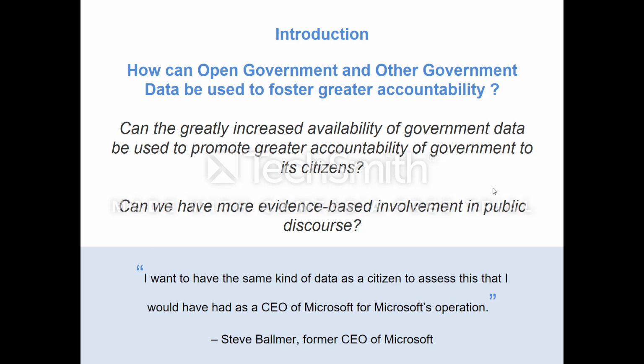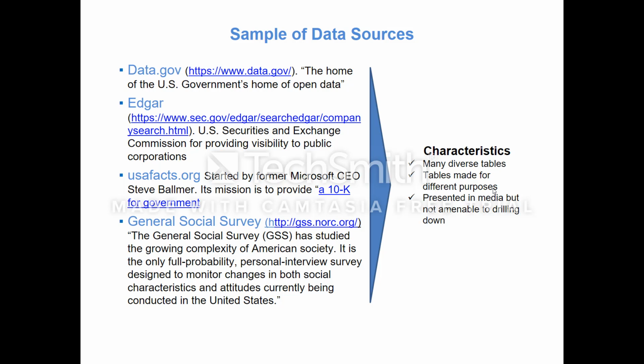Now, in looking at what to do for this project, I did find quite a few different data sources. There's data.gov, which is called the home of the US government's open data. There's the longstanding EDGAR database, which is the data from the Securities and Exchange Commission. There's Steve Ballmer's website, which is usfacts.org, and also the General Social Survey, which has been going on for a number of years, created by the University of Chicago. And it also tries to get a sense of characteristics of people in American society.